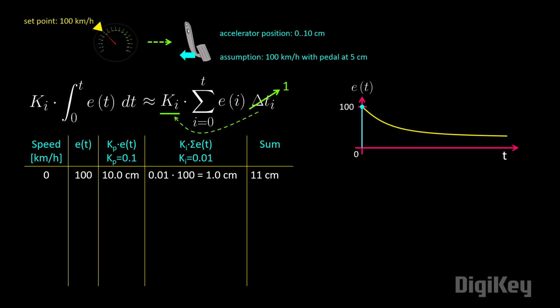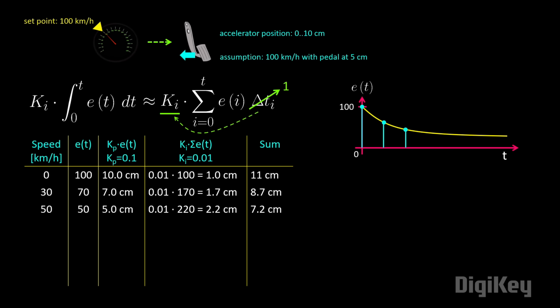We start accelerating up to 30 kilometers per hour, so our error term is now 70. Our proportional controller sets the pedal to 7 centimeters. In the integral controller, we accumulate 70 on top of 100 to get 170 and multiply that by our constant to get an output of 1.7 centimeters. Our new PI controller output is 8.7 centimeters. So we keep the accelerator pressed farther than we did with just the P controller. We continue this trend to get a PI controller output of 7.2 centimeters when going 50 kilometers per hour.